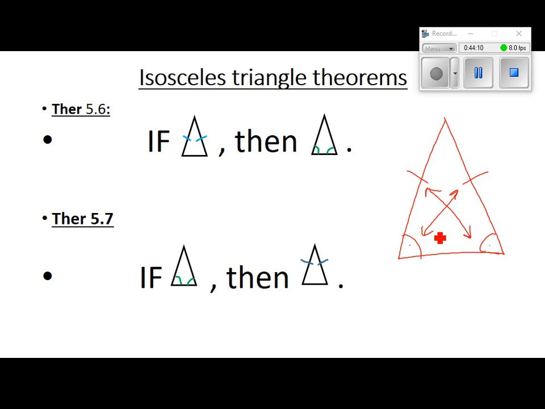If the sides are congruent, the angles across from them have to be congruent. If the angles are congruent, the sides across from them have to be congruent. You guys seemed like you knew that pretty well when we were doing the other assignment, so hopefully that won't be a big deal, but just to make sure you remember.